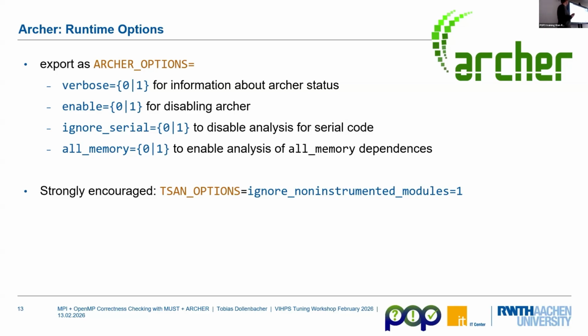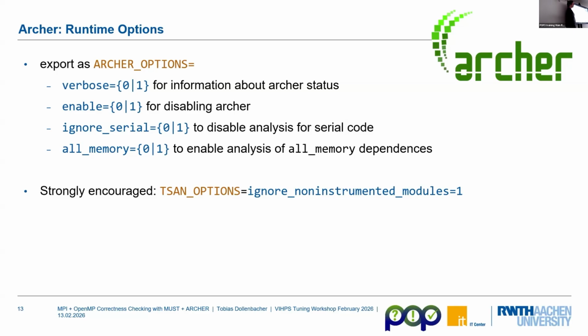And also, Archer keeps track of all the dependencies between tasks in OpenMP, and there's this all memory dependency, which is really expensive to analyze. So by default, this is going to be off. But if you have all memory dependencies in your code and you want them to be analyzed, you can put this to 1 to enable this analysis, but this will increase your overhead again.